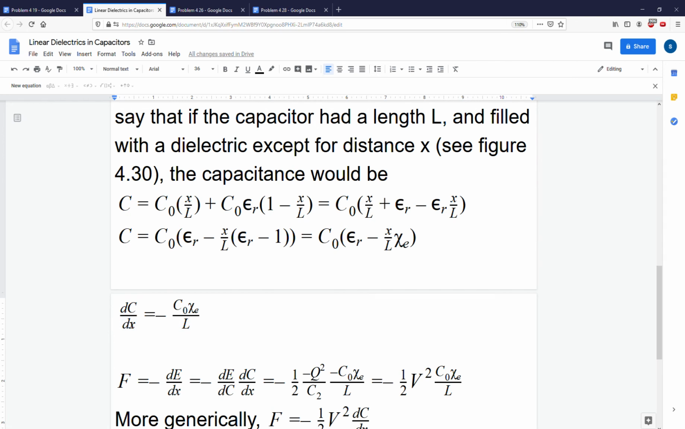The rate that capacitance changes is negative C naught chi over L. What this means is that as X gets bigger, i.e. as we're pulling the dielectric out of the capacitor, the capacitance gets smaller, which matches what we've seen before. Putting a dielectric material in a capacitor should increase its capacitance, so pulling one out should decrease it.